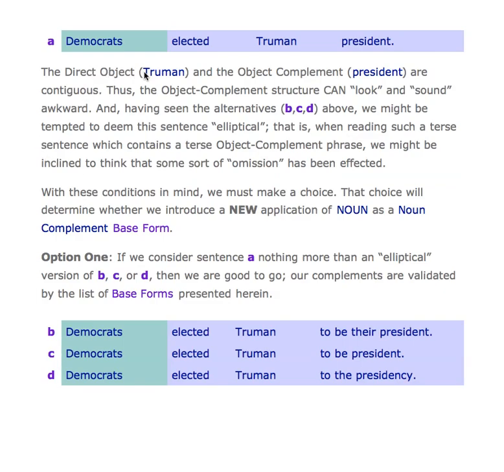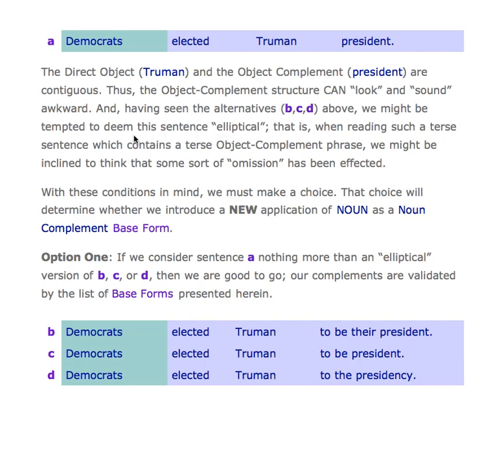The direct object, Truman, and the object complement, president, are contiguous. They're beside each other, right beside each other. Thus, the object complement structure can look and sound awkward, which it does. It's weird. Truman, president. It's just clunky weird when you have two nouns directly beside each other. And having seen the alternatives, B, C, and D, right, we might be tempted to deem this sentence elliptical.